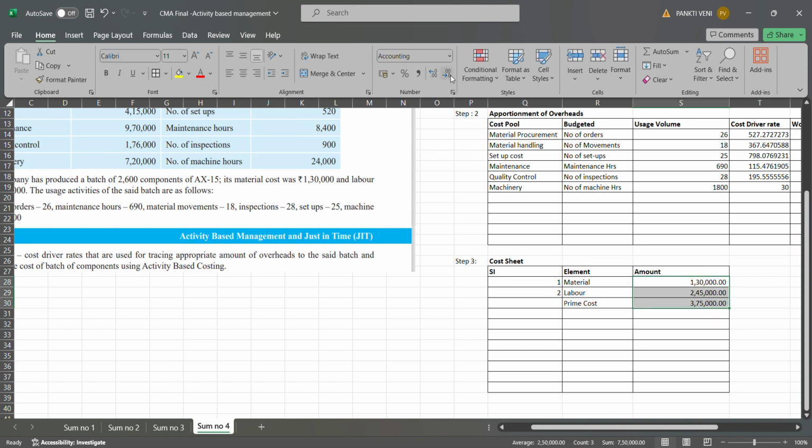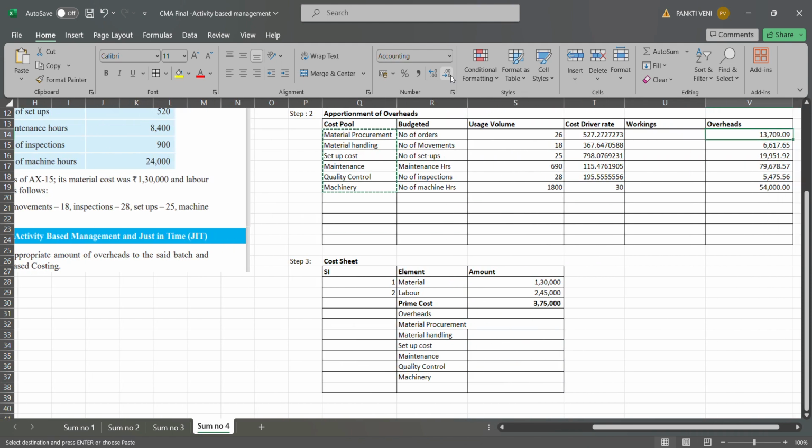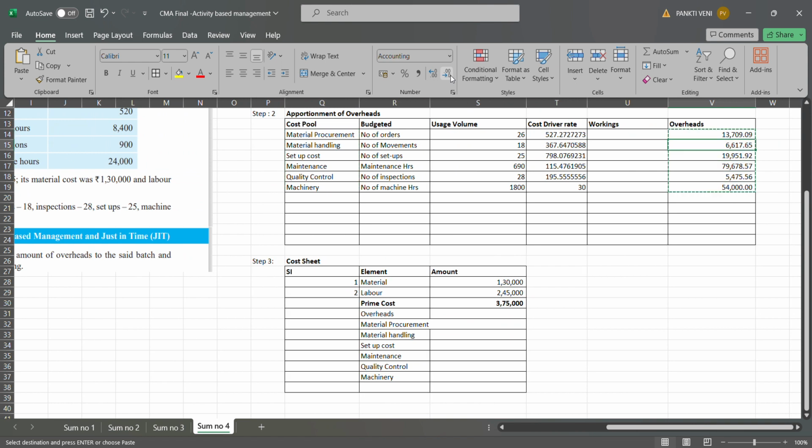To this you add your overheads. Okay, add your overheads. So you have to write the details of overheads. Okay, I'll write down the details of overheads from here. So this part is done, and these expenses I'll take from here. I got my cost sheet.